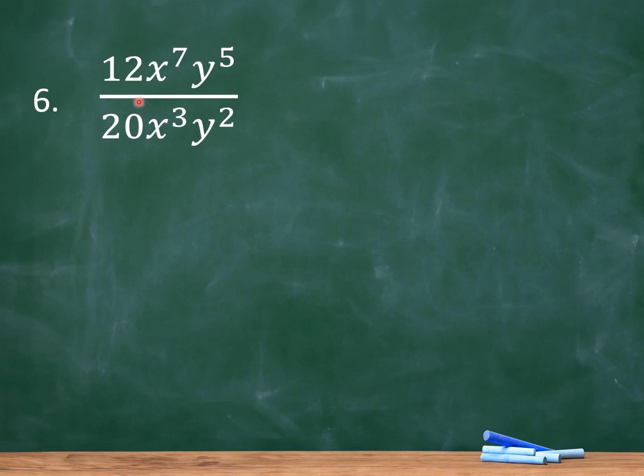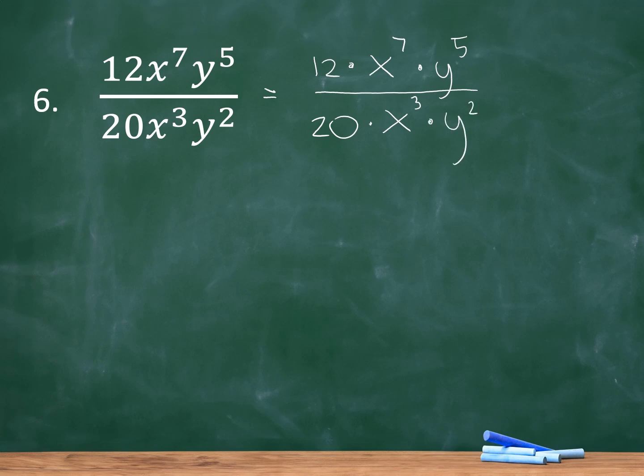Example number 6. 12x to the power of 7 y to the power of 5 is divided by 20x cubed y squared. So to answer this, the same as we did before, you can think of the numerator as 12 times x to the power of 7 times y to the power of 5, and we can think of the denominator as 20 times x cubed times y squared. So let's deal first with the numerical coefficients.